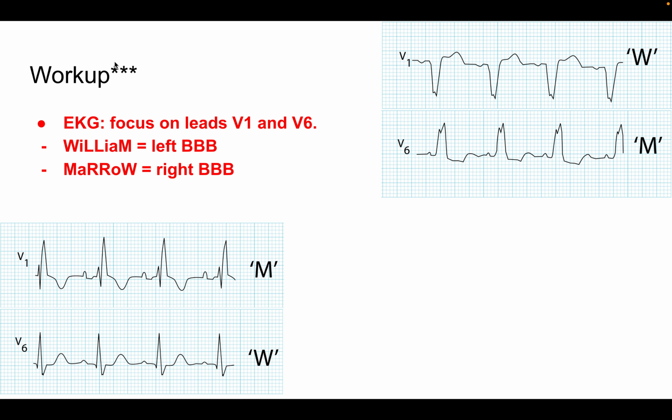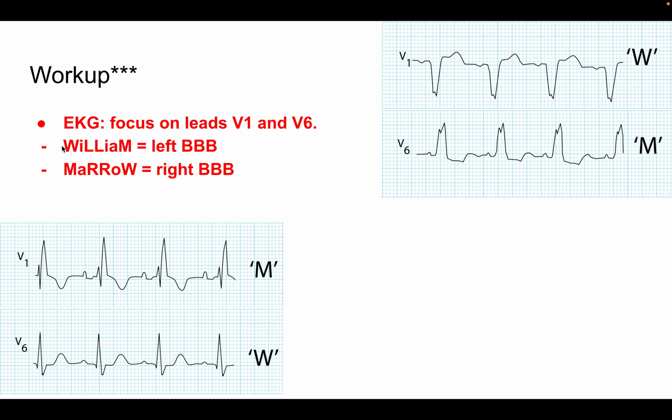Your bread and butter that you need to know for bundle branch blocks in PA school is the workup, your EKG interpretation. You must be able to interpret the EKG findings for a bundle branch block. When you look at bundle branch blocks, there are two leads you need to focus on. Obviously, when you get the EKG, you're going to look at all of it. But if you're still not sure whether it's a bundle branch block, look at V1 and V6.